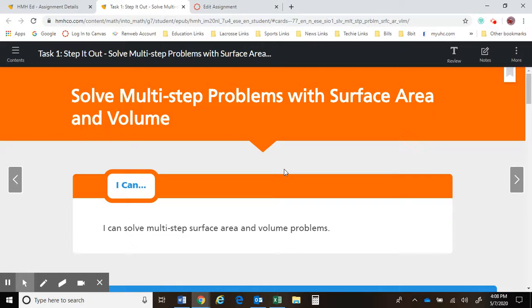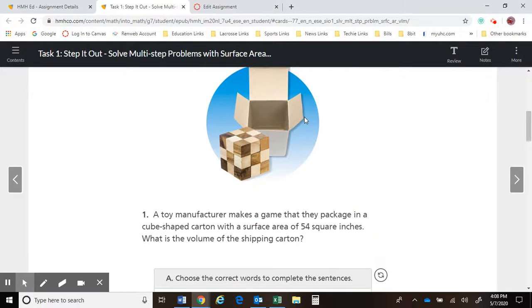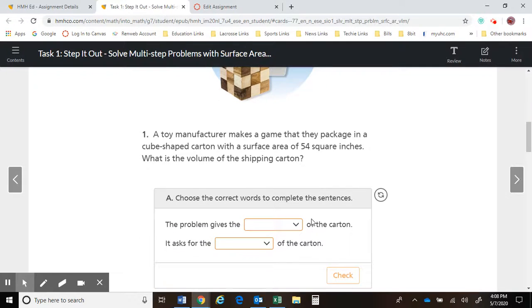All right, here we go with task number 1 and step it out. I can solve multi-step surface area and volume problems. We got a box, we got a cube. A toy manufacturer makes a game that they package in a cube-shaped carton with a surface area of 54 square inches. What is the volume of the shipping carton?